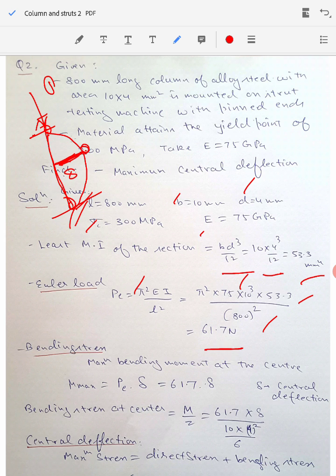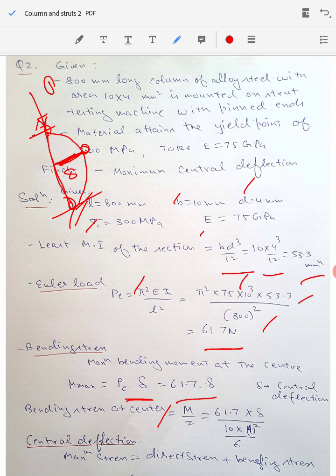So exactly at the center we have the bending moment of the magnitude P into delta. So PE is the amount of load that we are applying, delta is the deflection that we have, the central deflection we need to calculate here. So this is 61.7 times delta. That is the maximum bending moment that will develop.